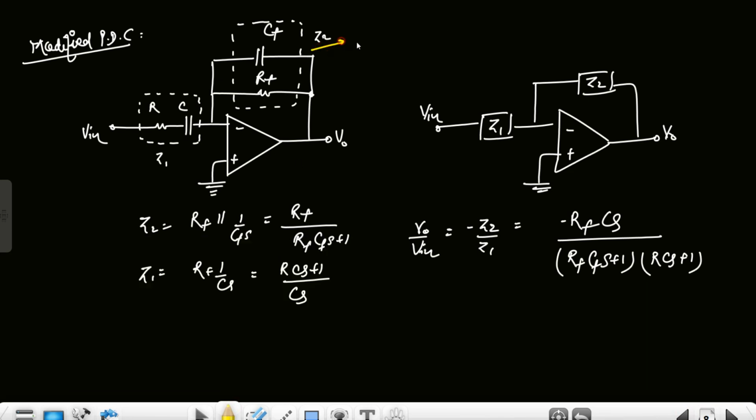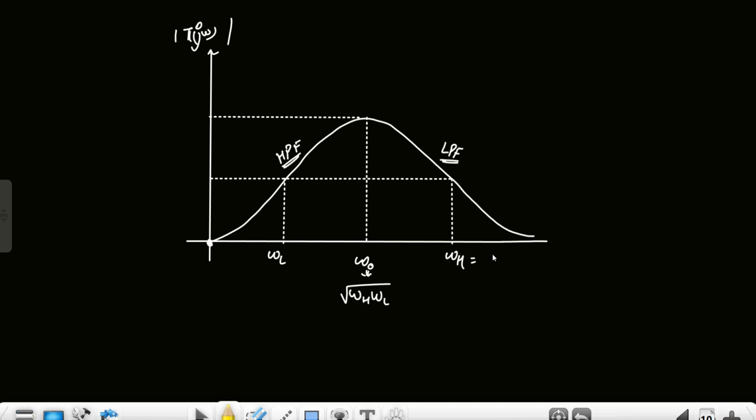From this part we have got omega h, because this was the circuit of the practical differentiator, right? So omega h is 1 upon RFCF, and this is the practical differentiator part. Here we have got omega L, that is 1 upon RC. So this is 1 upon RFCF and this is 1 upon RC.